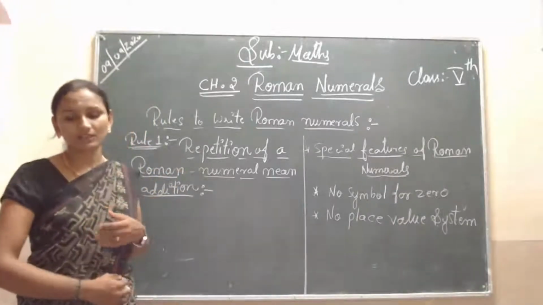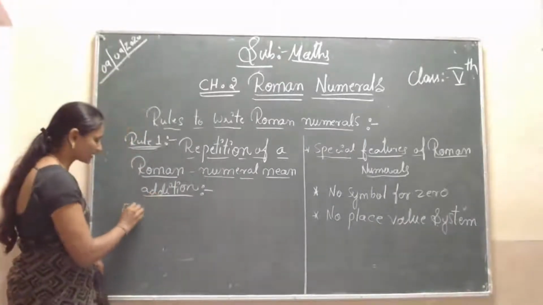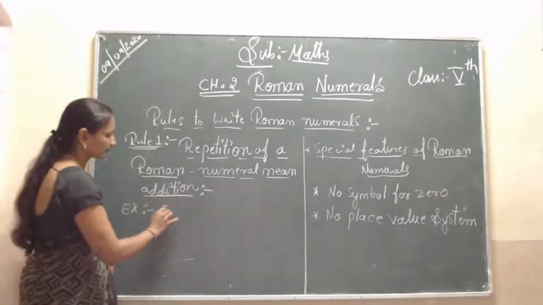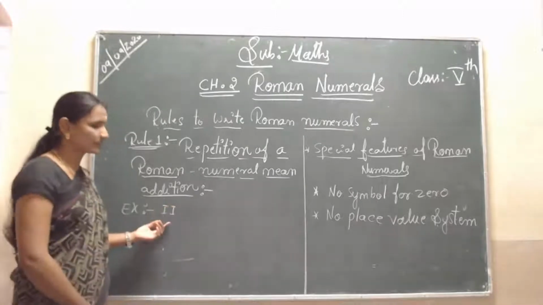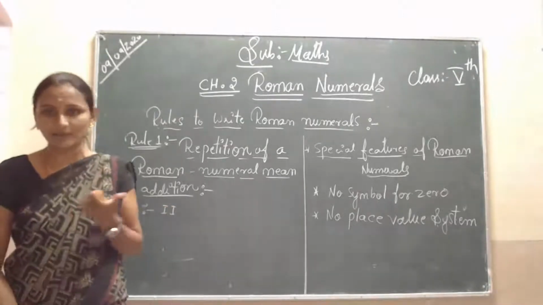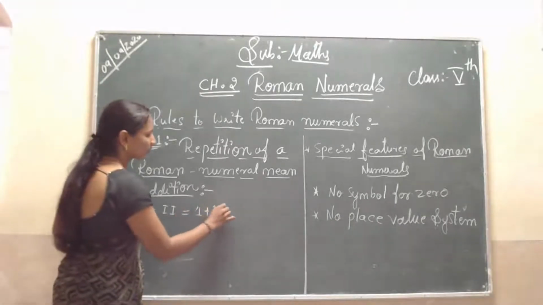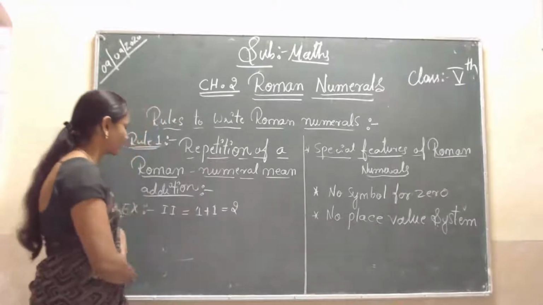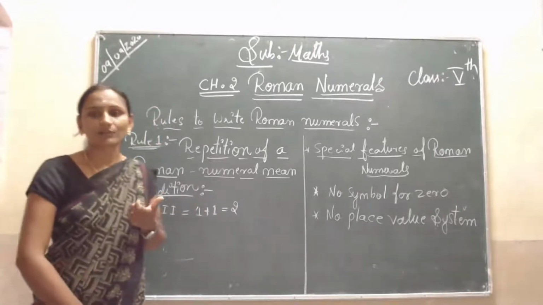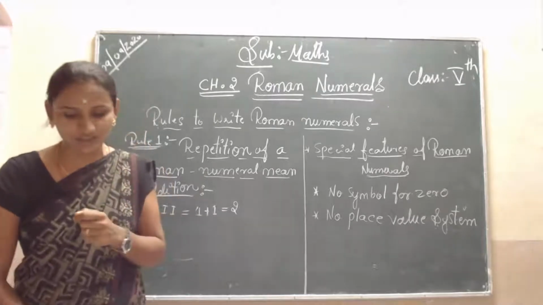For example, students, take some examples. I written 2 times is II. How many times is I repeated? Two times. So you write 1 plus 1, that is 2. What is the meaning of repetition in the Roman system? That is addition. Okay, students.